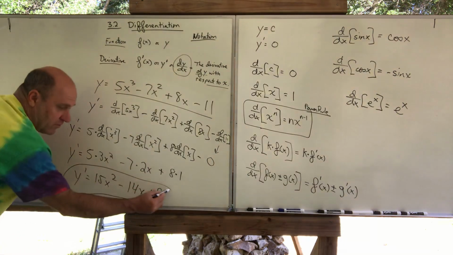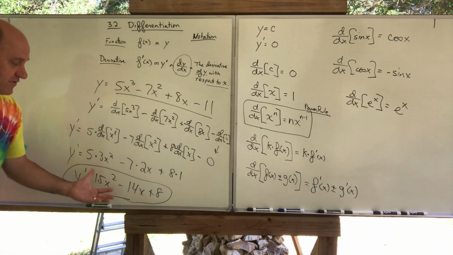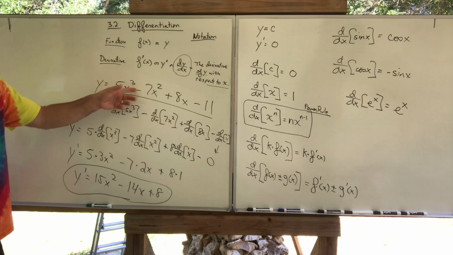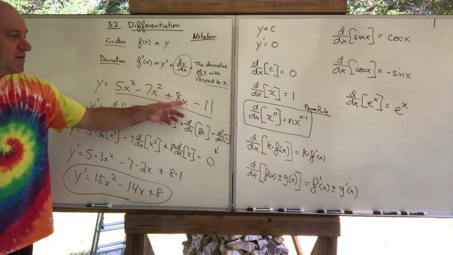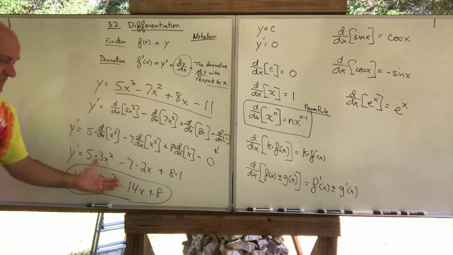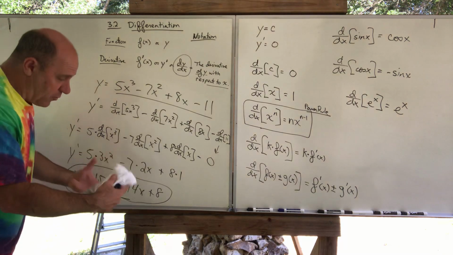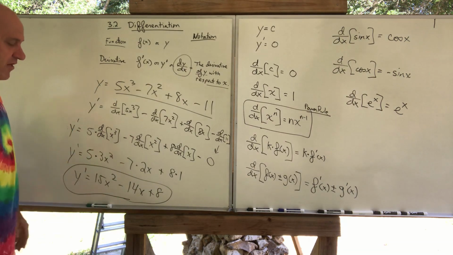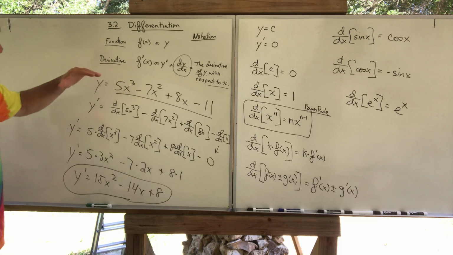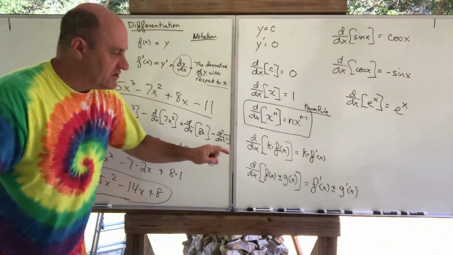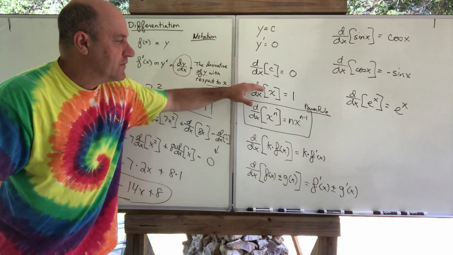That's a long polynomial function. That's the derivative of this original function, 5x cubed minus 7x squared plus 8x minus 11. Its derivative is this. It's a formula for the slope of the tangent line, and we know all that. And I did it this long way to try to illustrate the use of these rules.